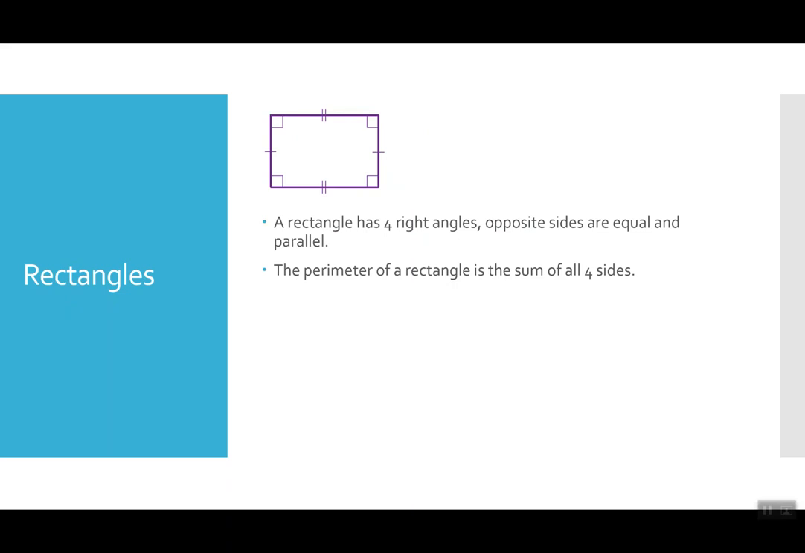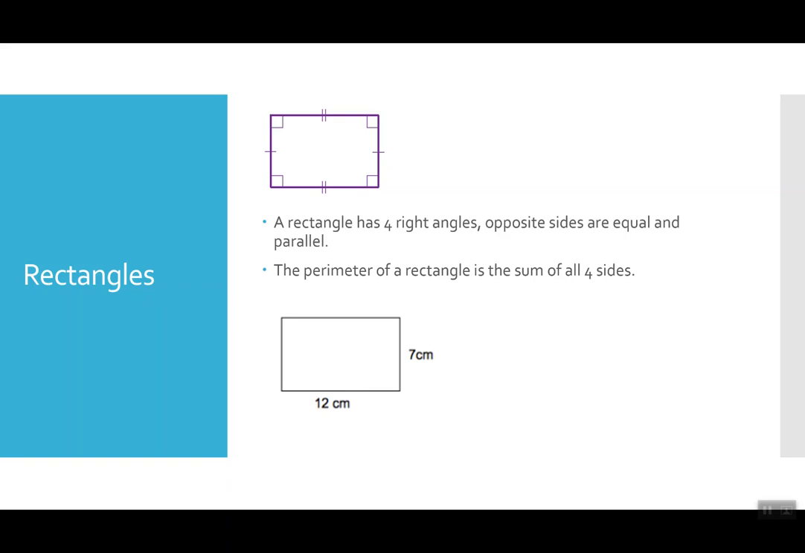Our next shape is a rectangle. Again, 4 sides. But this time, all of the angles are right angles. The opposite sides are equal and parallel. So it's kind of like the parallelogram where opposite sides are the same. But this time, all of the corners are right angles. Once more, the perimeter is just adding up the sides.